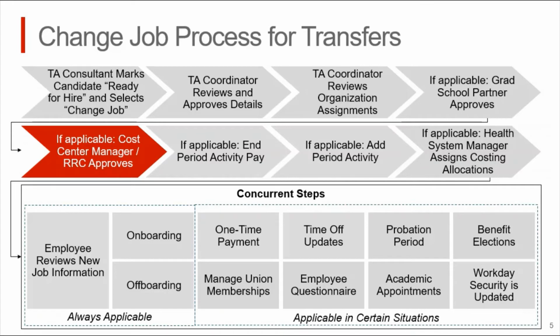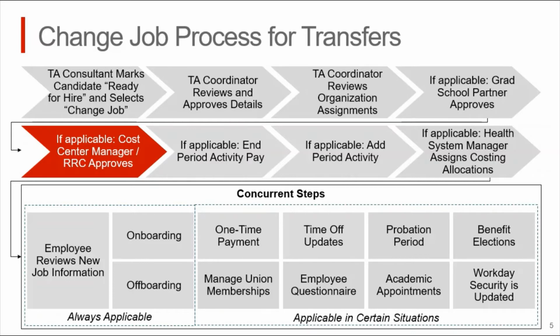Concurrently, the following steps will occur. A. Workday security is updated. B. If applicable, talent acquisition coordinator requests one-time payment if there is a one-time payment in the offer. C. If applicable, the absence partner will update time off requests. D. If applicable, the talent acquisition coordinator will add a probation period if the job family is CCS or if the job requires a union membership.